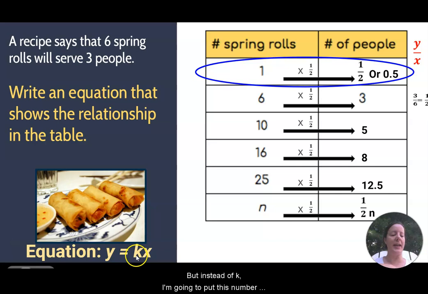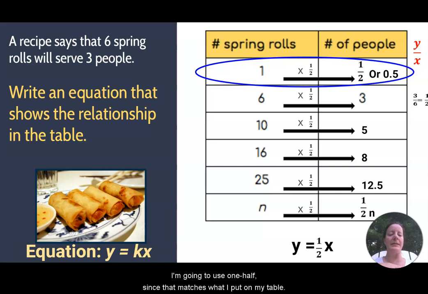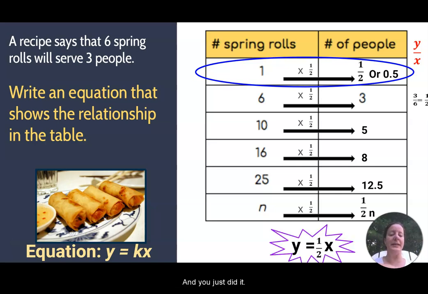Now, going back to our equation, y equals kx, I'm going to write the same exact thing here, but instead of k, I'm going to put this number that's in the middle of my table. I can either put 1/2 or 0.5. I'm going to use 1/2 since that matches what I put on my table. If you wrote y equals 0.5x, you are correct as well. They're the same thing. And you just did it. You just found the equation that represents this proportional relationship.